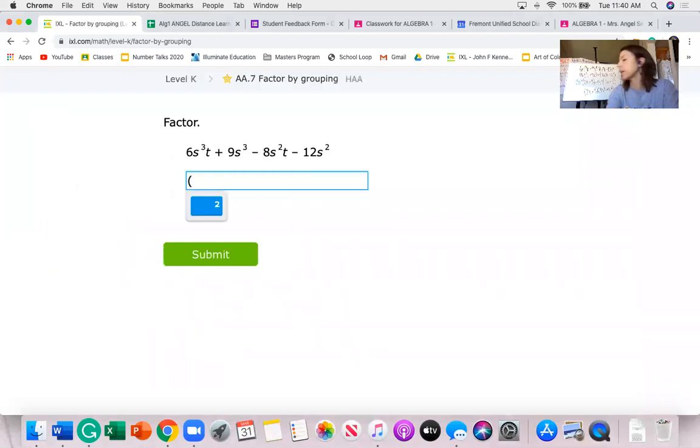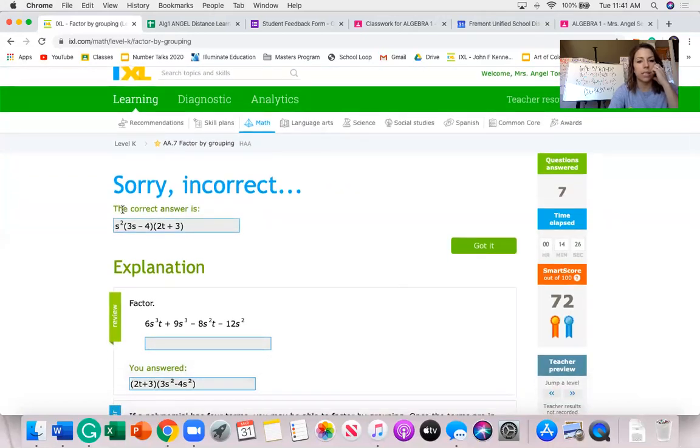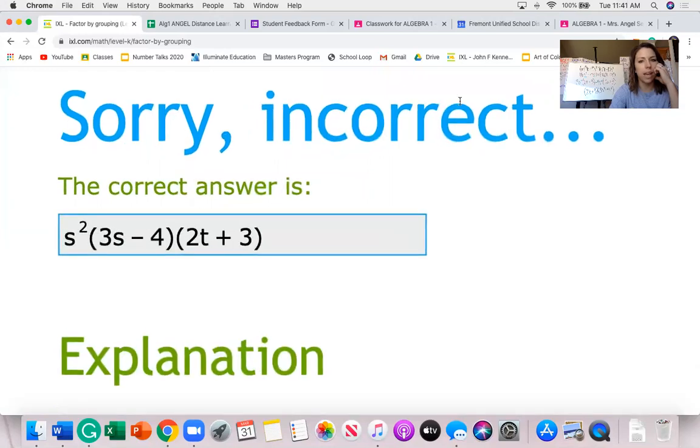If I come over here and plug in my answer, 2t plus 3 and 3s cubed, oops, see, it doesn't even let me. Notice that it won't even let me do 3s cubed minus 4s squared. It only lets me do squared. So I'm going to show you why IXL won't let me do a cubed here. Let's say I couldn't avoid it and I clicked submit. It's going to tell me that I'm wrong and that this is the correct answer, which is similar to mine, but not exactly the same.